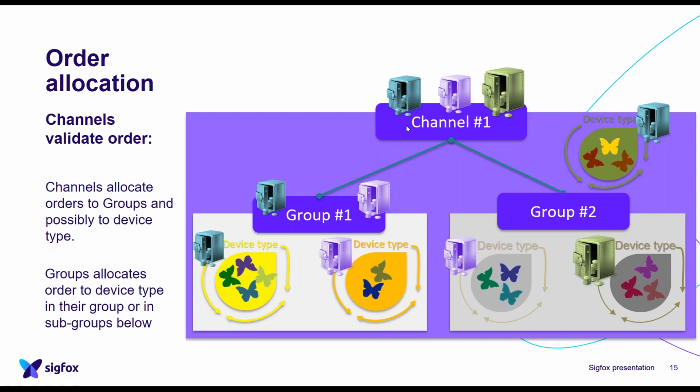And if there is a customer on the first channel, he will be able to see all the device types from all of the subgroups. But if there's a customer on group one, displayed here, he won't be able to see the devices from group 2 or channel 1.